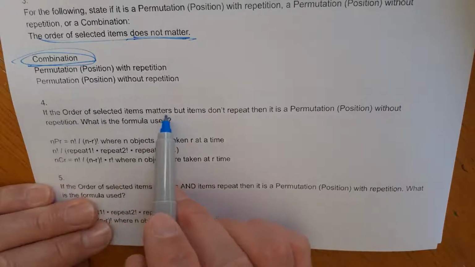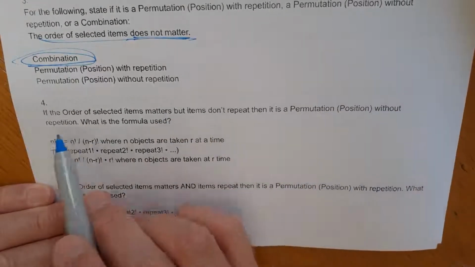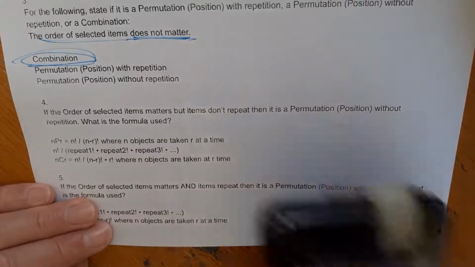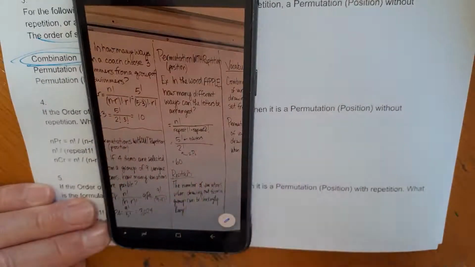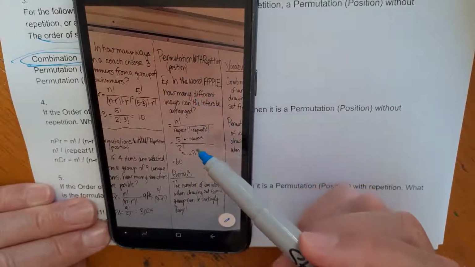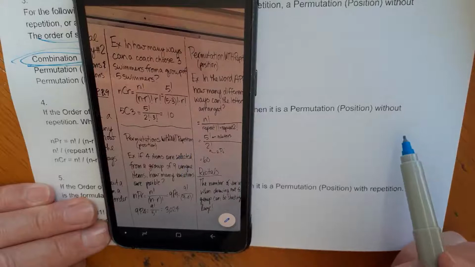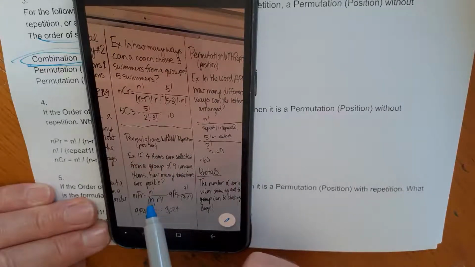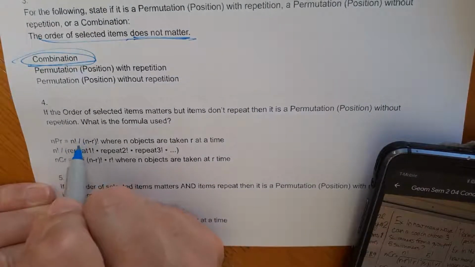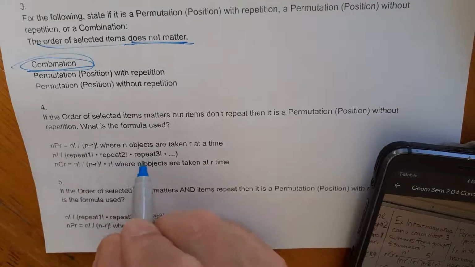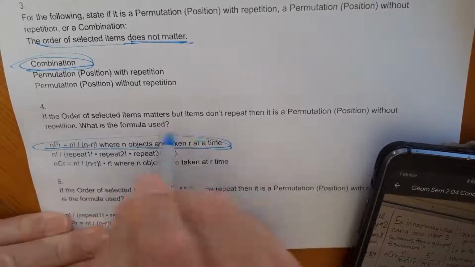If the order of selected items matters, so now I know it's a permutation, but the items don't repeat, now it's a permutation without repetition. What's the formula used? This is just asking us to literally read the notes. If it is a permutation without repetition, which is what they're asking us, it's n factorial over (n minus r) factorial, where n objects are taken r at a time. We're going to explain that in a second too. Just hang on to that formula for a moment.